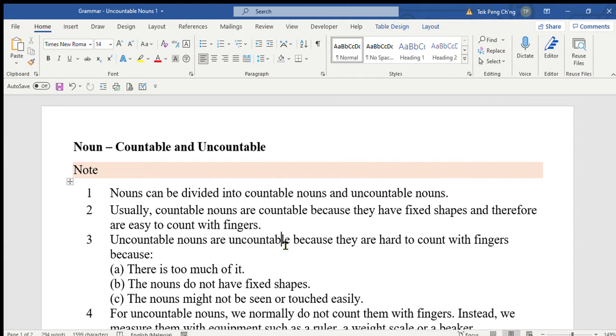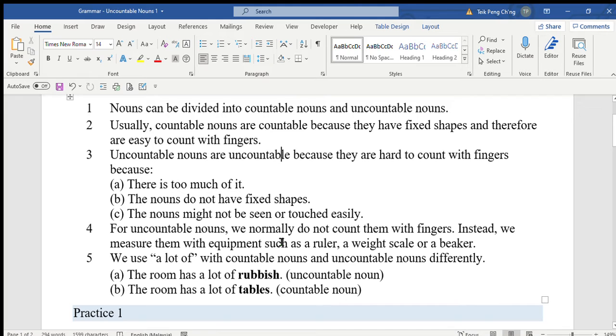Okay, nouns. Kata nama boleh dibahagi kepada countable nouns. Maksudnya, kata nama yang boleh dikira and uncountable nouns. Dan kata nama yang tak boleh dikira. Okay, number 2 ya. Usually, countable nouns are countable. Okay, countable nouns boleh dikira, okay?